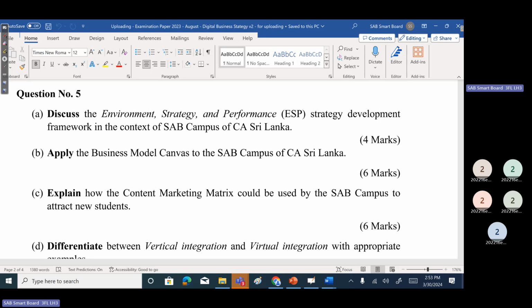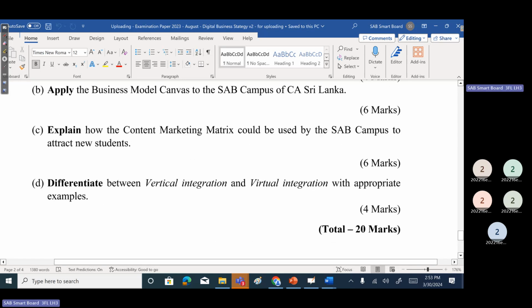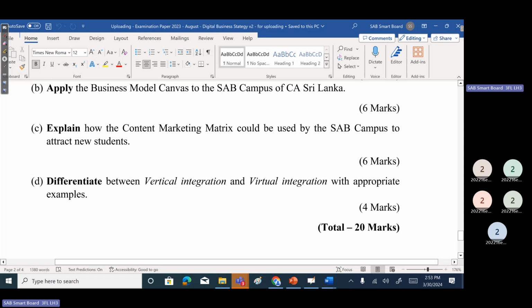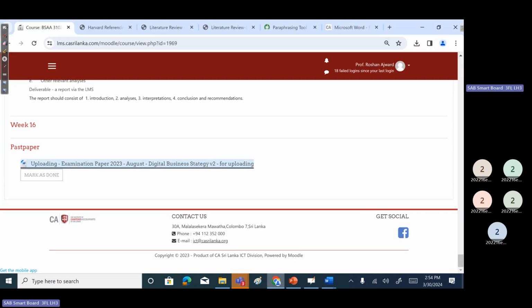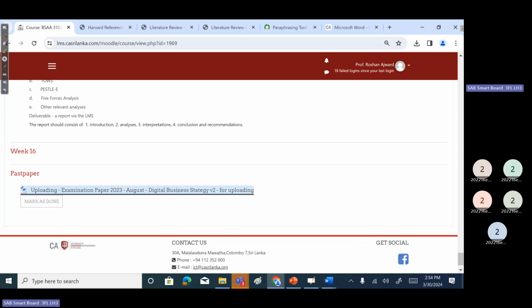Explain the content marketing metrics and how to use them for SAP campus. That in fact was one of your assignments as well. In the content marketing metrics, how many quadrants are there? There are four quadrants. Take a website, take a video. If you go to the website, look at the content marketing metrics and see what they do.